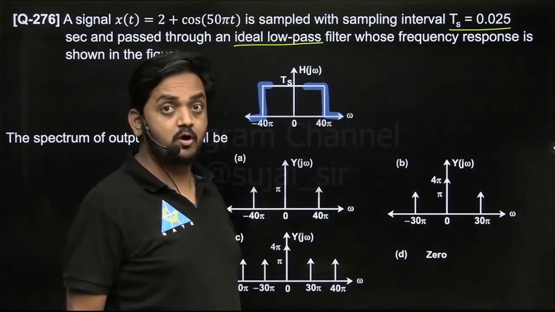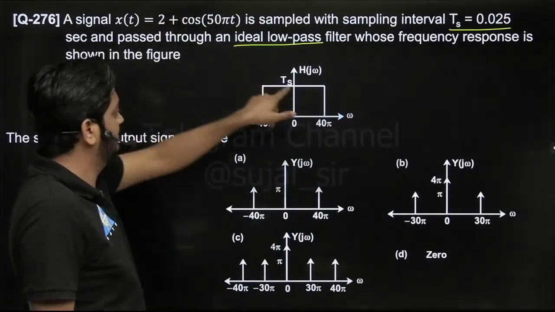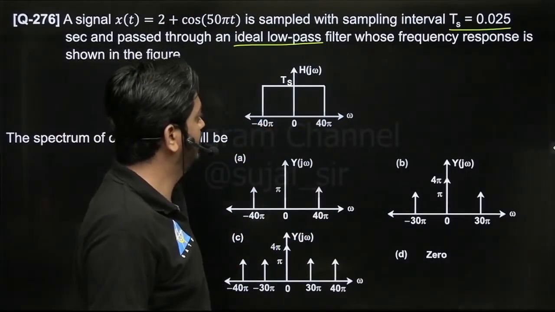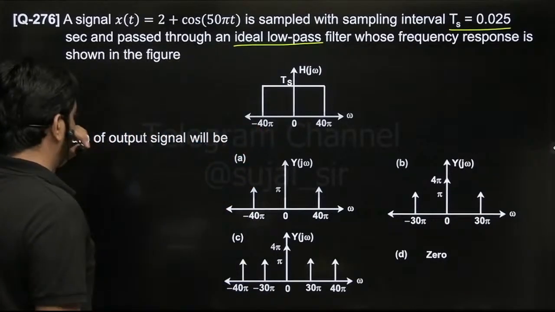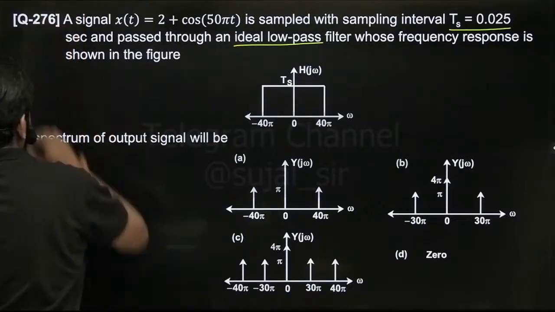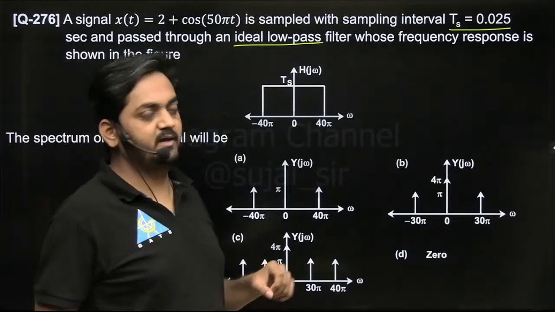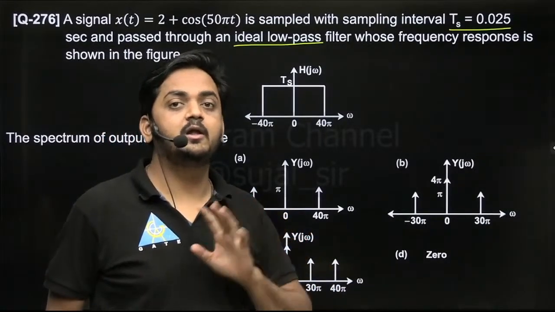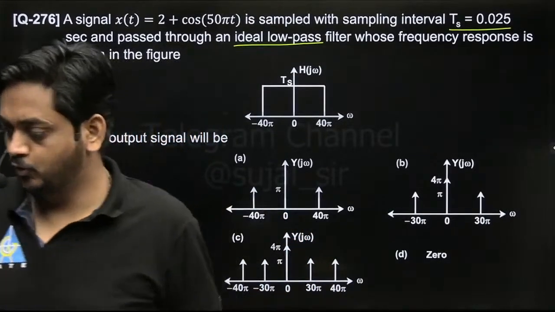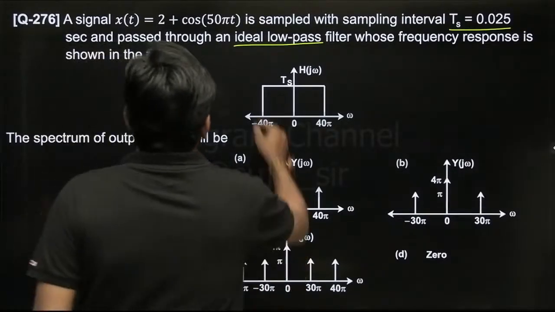Practical filters do not have this type of sharp cutoff. In most cases you will get this type of sharp cutoff, that is an ideal low pass filter, whose frequency response is shown in the figure. The spectrum of the output signal will be, so you have to find the spectrum of the output of the low pass filter. So see here how to solve this question.